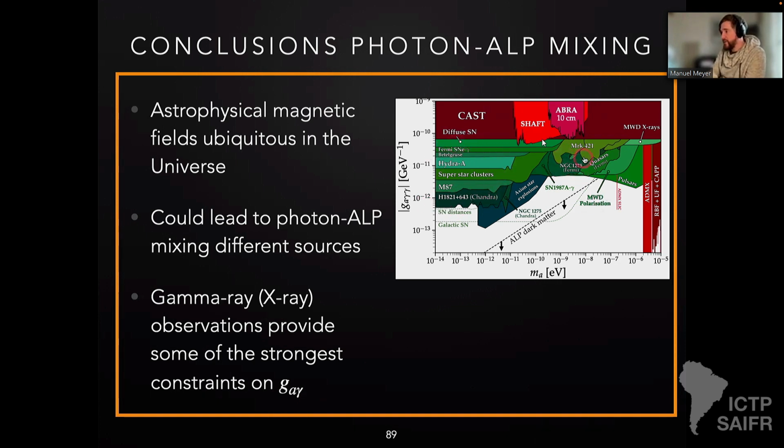And then here we have the Fermi limits I showed you before. Here are limits from quasars. Here are limits for magnetic white dwarfs, where they look for polarization. So these are really some of the strongest limits that we have today in this low mass range.